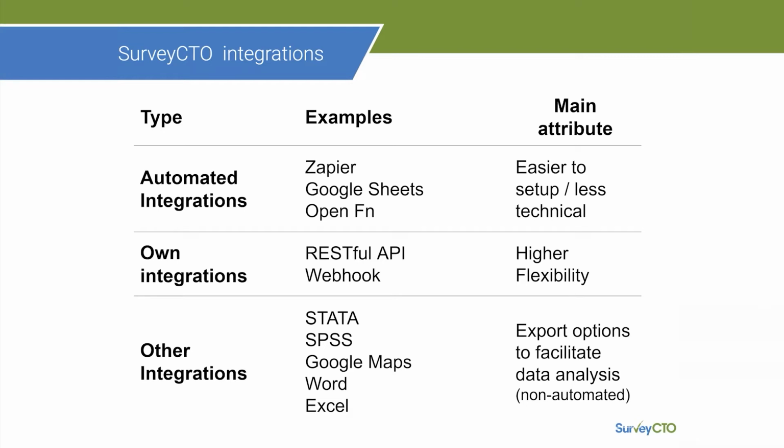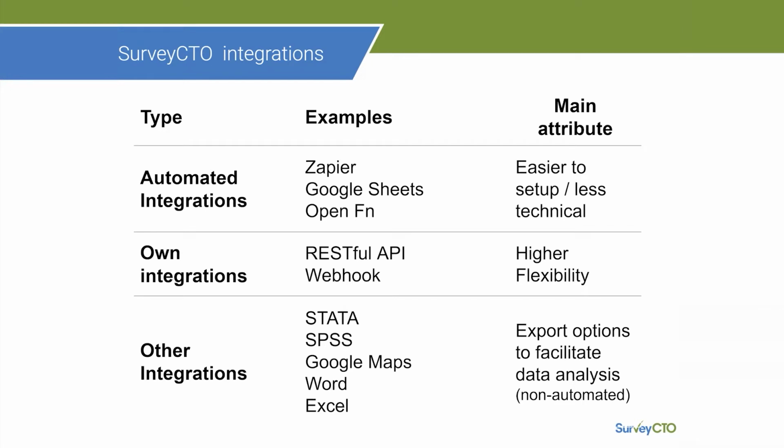Okay, so examples of these: Zapier, which we'll be looking at today, Google Sheets and OpenFM. But you can also have your own integrations. For those that are a bit more savvy in terms of usage of tech, you can have connections to SurveyCTO using what are called RESTful APIs. So these are application programmer interfaces, but also you can use webhooks. These will give you a higher flexibility, and they can also connect to your own systems that you've created. They'll be able to move the data from SurveyCTO into those particular systems.